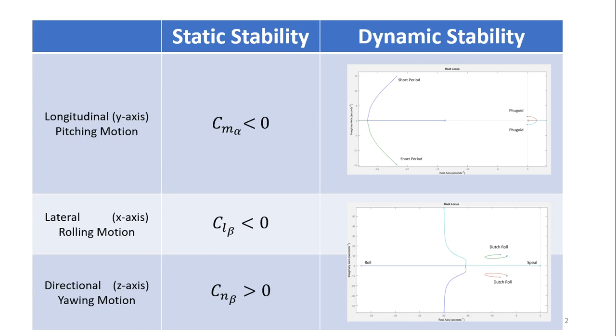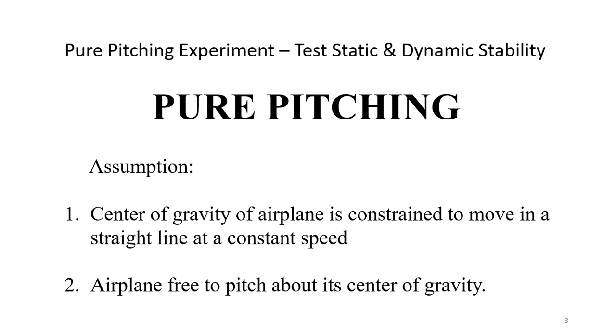So, an aircraft is considered statically stable if the Cm alpha is negative for pitching motion, Cl beta is negative for rolling motion, and Cn beta is positive for yawing motion. For dynamic stability, if the root is located at the left half plane of the root locus plot, then it is dynamically stable. To understand longitudinal static stability and dynamic stability better, we can do a pure pitching experiment.